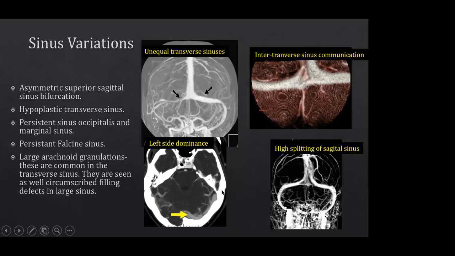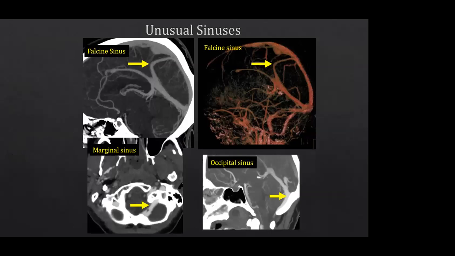And of course, you must know about the dominance of the sinuses. Quite often one of the sinuses is dominant, and the other can be small in size and may or may not explain in some patients certainly the symptoms of idiopathic intracranial hypertension.